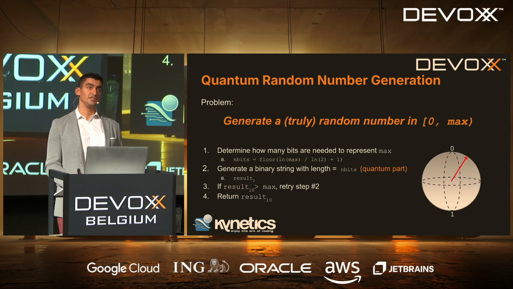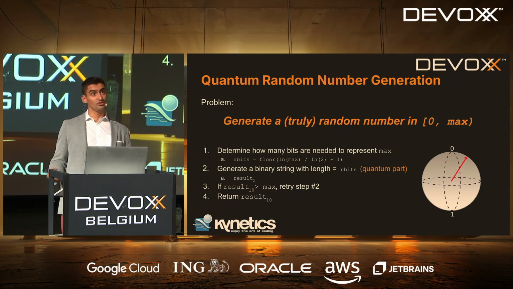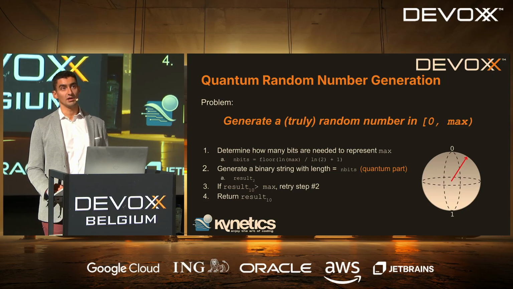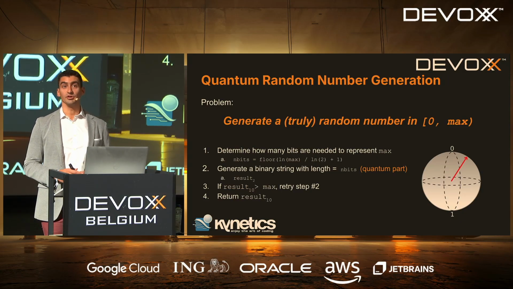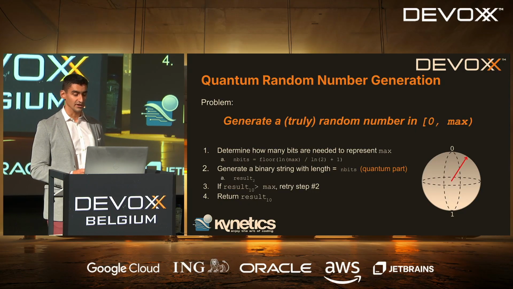Now, of course, this bit string is also a number base 2, so we convert it into a number base 10, and we compare it to the maximum value. If it's greater, then we repeat the whole process over again. If not, we'll just return our maximum value.